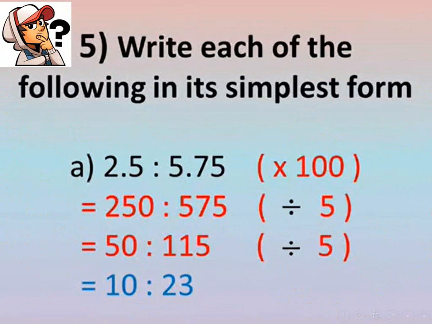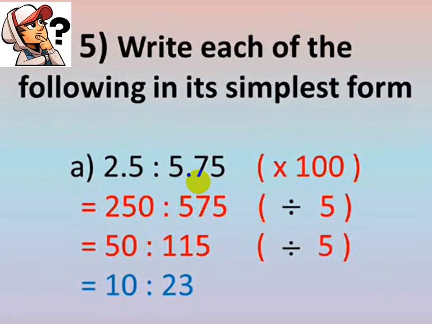Question 5. Write each of the following in its simplest form. Number A, 2.5 to 5.75. Observe the two terms of the ratio are decimal numbers, so you must convert both of them into two whole pure numbers. We will convert the two terms of the ratio into two whole pure numbers without a decimal point.